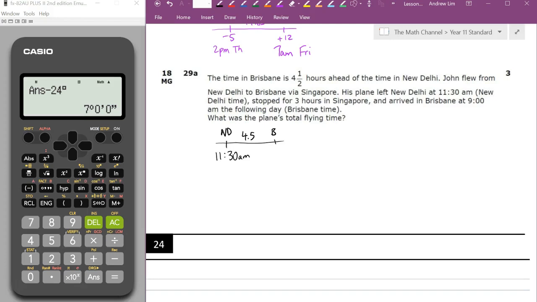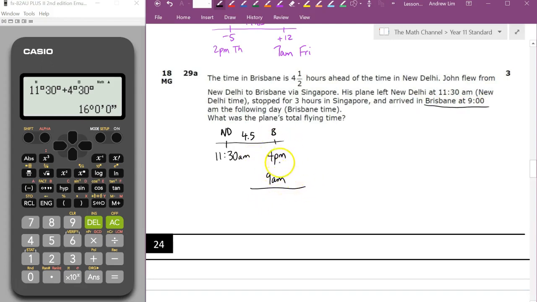Because Brisbane is 4.5 hours ahead of New Delhi, I'm just going to take that 11:30 and turn it into 11 hours and 30 minutes. I'm going to add 4 hours and 30 minutes because it's 4.5 hours ahead. That tells me it's 4 p.m. when the plane left New Delhi, so 4 p.m. Brisbane time. Now, because it arrived in Brisbane at 9 a.m. the next day, I can work out the difference between these two.